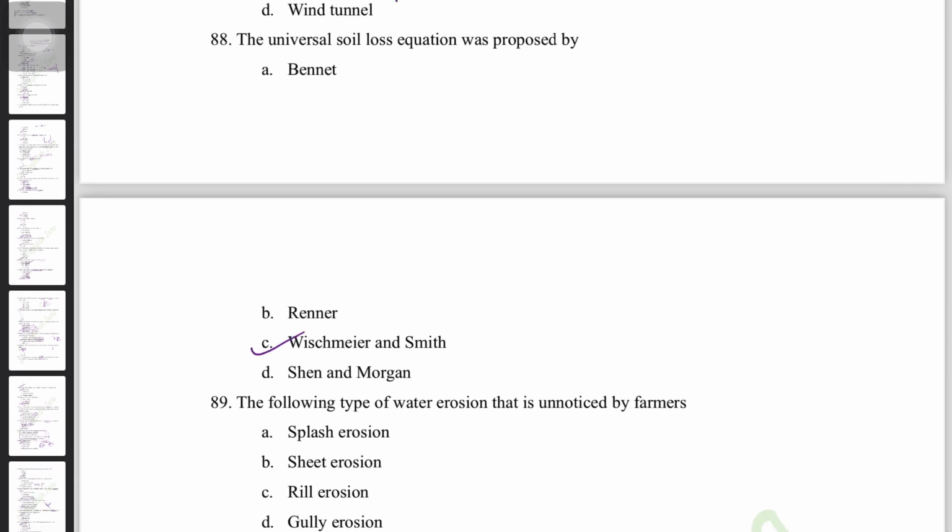Next question, the universal soil loss equation was proposed by, that is Wischmeier and Smith. They proposed the universal soil loss equation, that is A equal to R K L S C P.